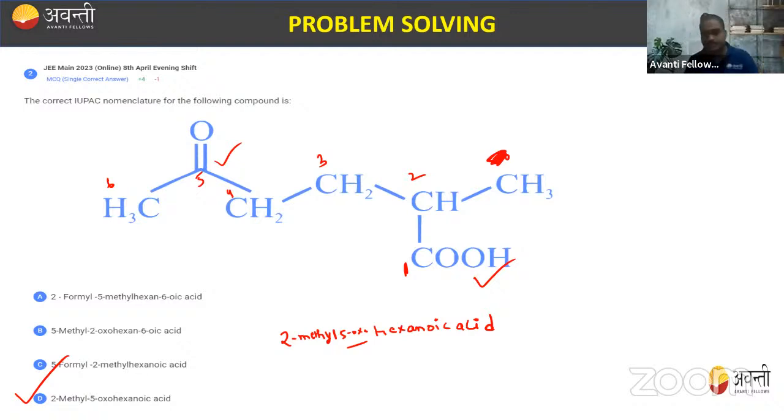So I hope this is clear to everyone, that is, how you will find the name in particular things like this. This is the way to do the IUPAC nomenclature of this compound.